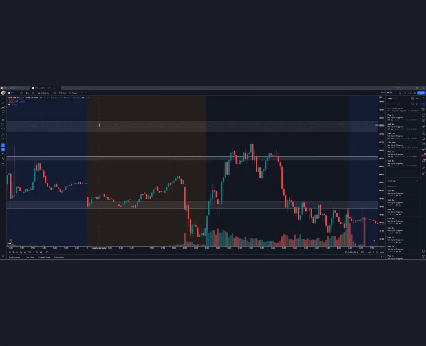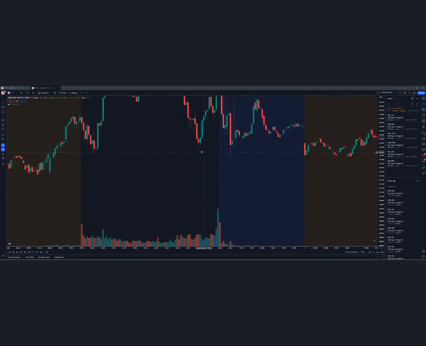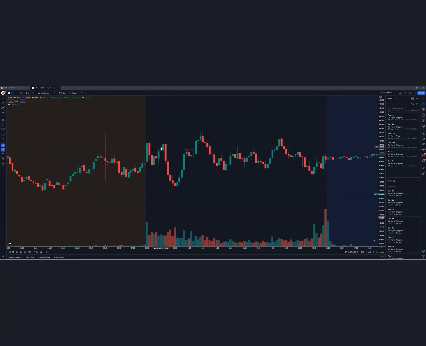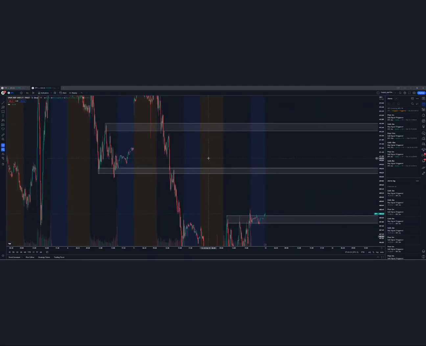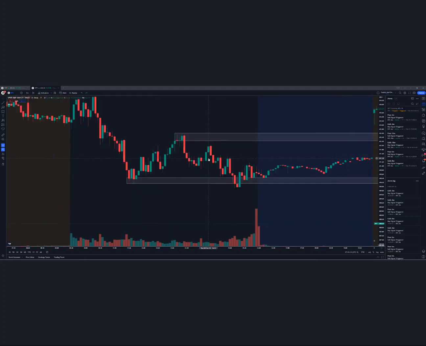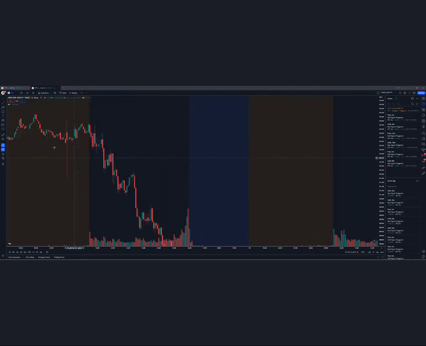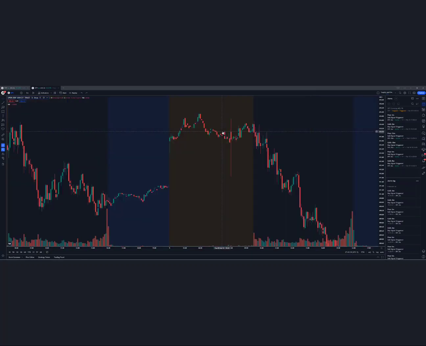I typically would just mark highs and lows. I don't necessarily draw zones intraday, but you definitely can. And now I'll show you how I use them on the larger time frames. So let's get rid of all these zones and start fresh. Okay, that should be all of them. Not quite.